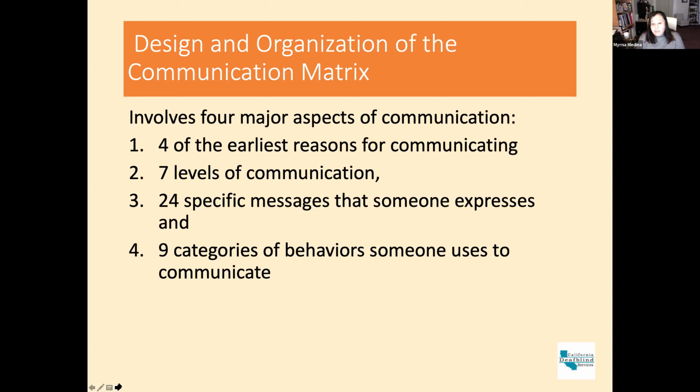So the 4 specific messages that someone expresses, and the 9 categories of the behavior someone uses to communicate. All these Norman was using. I was using them with Norman, but I didn't know this was already organized in this communication matrix. So it was exciting for me to see that I was doing something that I didn't know existed already. So I was really happy that someone had the idea to organize it.